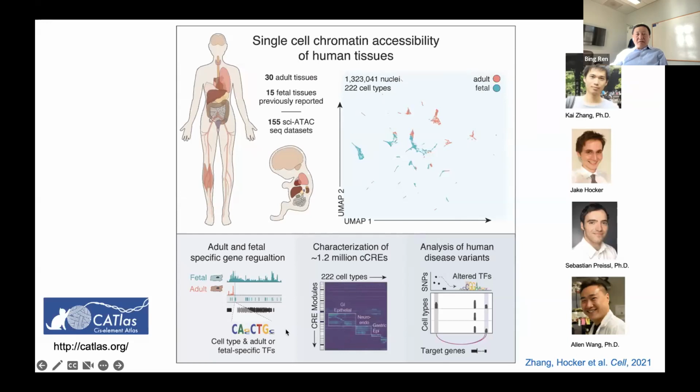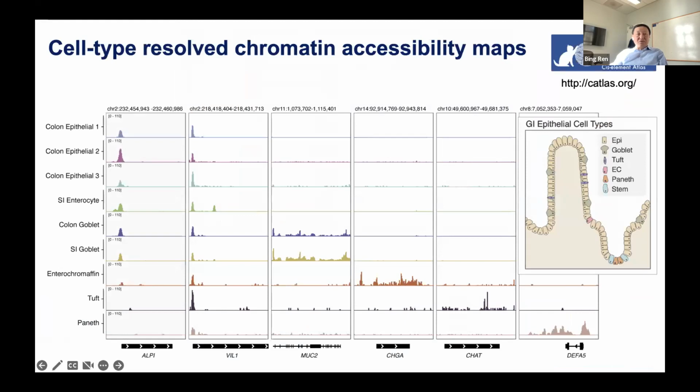And from this, we can construct cell type specific accessible chromatin maps, and this is what you can see from Catalyst. This is just a snapshot of a few epithelial type cells in the colon. You can see that they are all separate and distinct from each other based on some of the marker genes that define them.